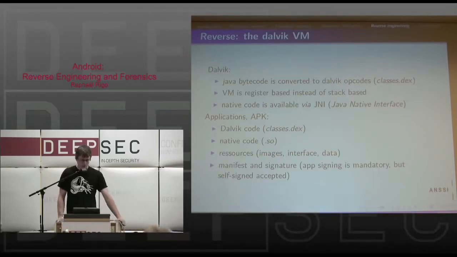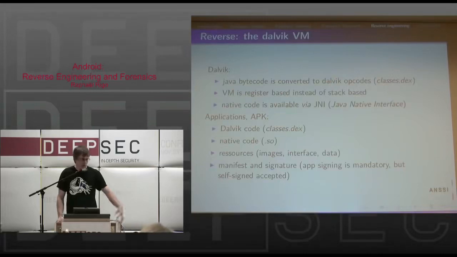But as I said already, native code, for example code in C or C++ to access lower level functions and have better performance, is still accessible with the Java native interface. The native code is stored in shared libraries, .so files, in the APK, and you can find resources with images, interface, data, you can find anything.